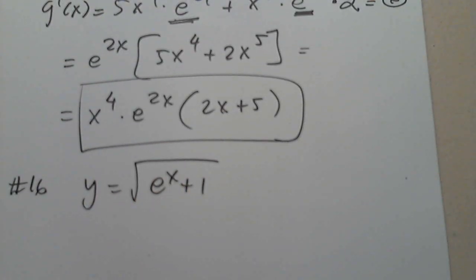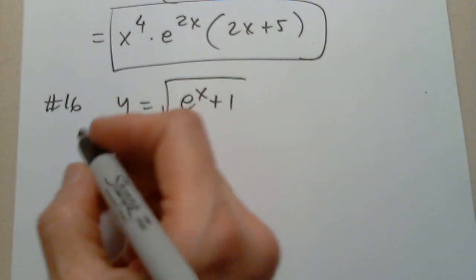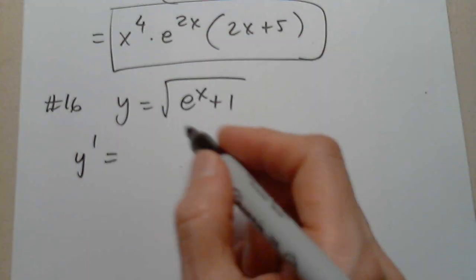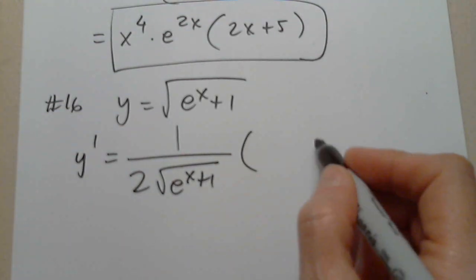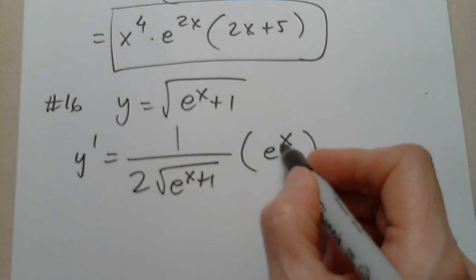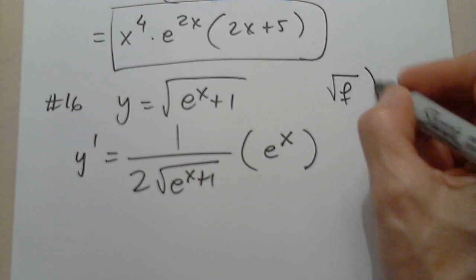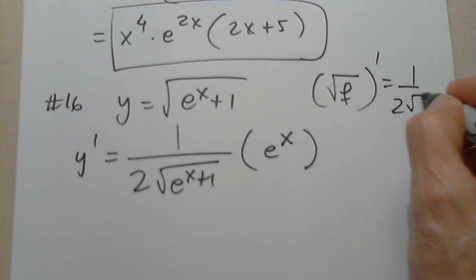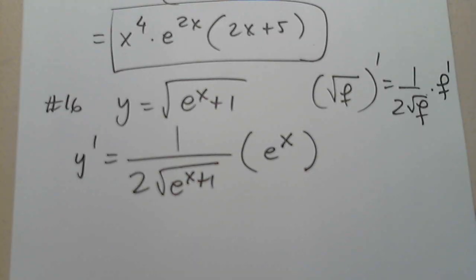It's a very good one because I want to refresh your memory that with the formula, y prime is 1 over 2 the square root times the inner function prime. This is a very important formula. If you remember, the square root of a function prime is 1 over 2 the square root of the function times the function prime. Please do not forget this formula.